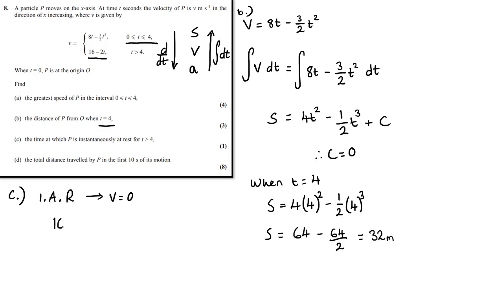So in that case, 16 minus 2t is equal to 0. And all I need to do now is solve for t. So I get 2t is equal to 16, dividing by 2 on both sides, I get t equals 8 there. Okay, and there we have it. So the time at which P is instantaneously at rest, that would be 8 seconds there. Okay, so that's part C, just 1 mark.